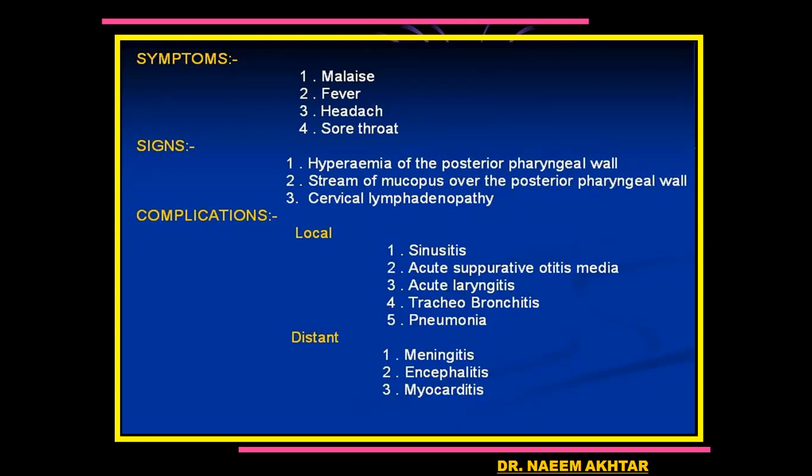Sometimes acute pharyngitis may develop certain complications, which may be local or distant. The local complications in the form of sinusitis, acute otitis media, acute laryngitis, acute tracheobronchitis, and pneumonia sometimes may develop if acute pharyngitis is not treated well in time. The distant complications which may occur include meningitis, encephalitis, and myocarditis.